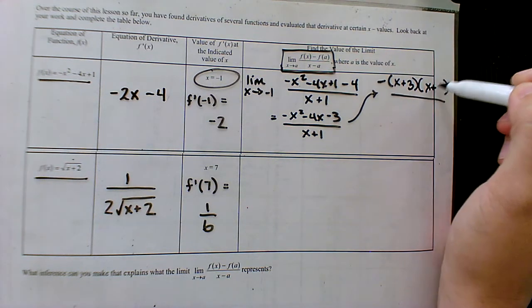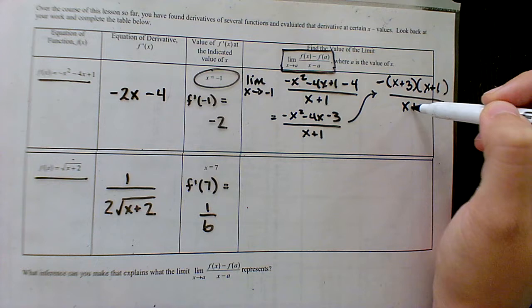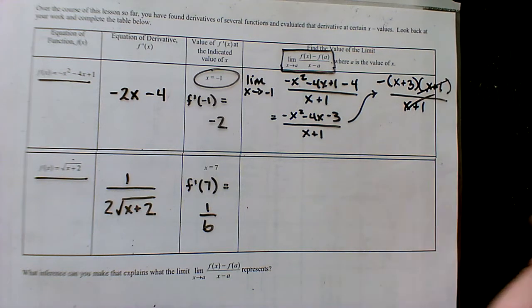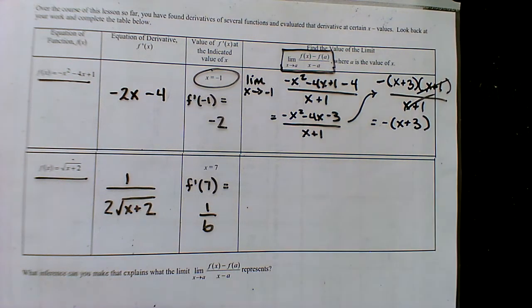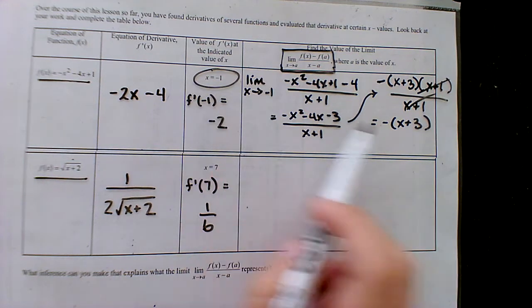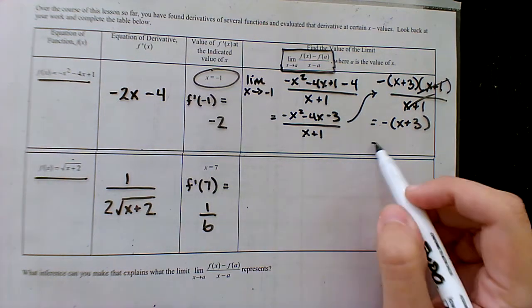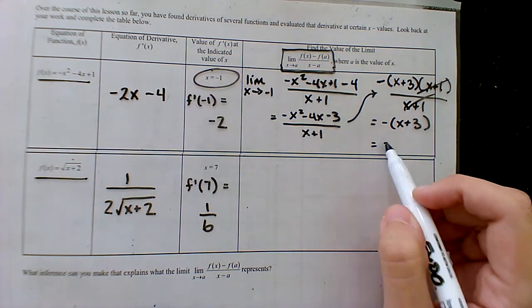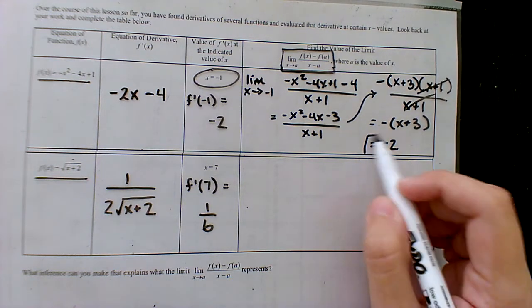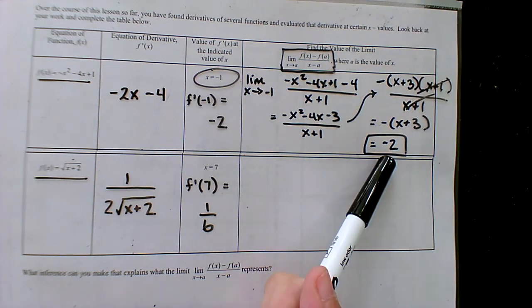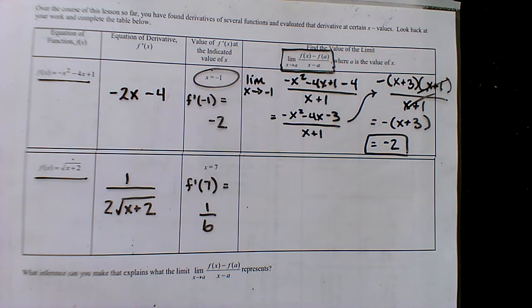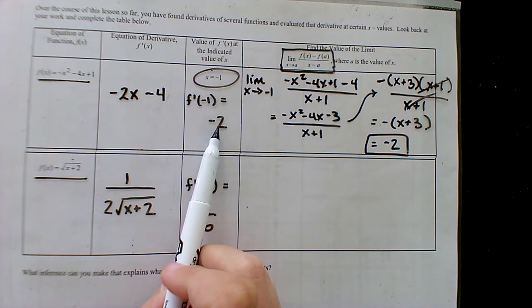X plus 3, x plus 1. Okay? All over x plus 1, so the x plus 1's go away. We're left with negative quantity x plus 3. So now if we plug in negative 1, we'll get 2, but the negative out front would be negative 2. What do you notice about our result from this limit? Go ahead, Anush. It's the slope of the tangent line, not negative.